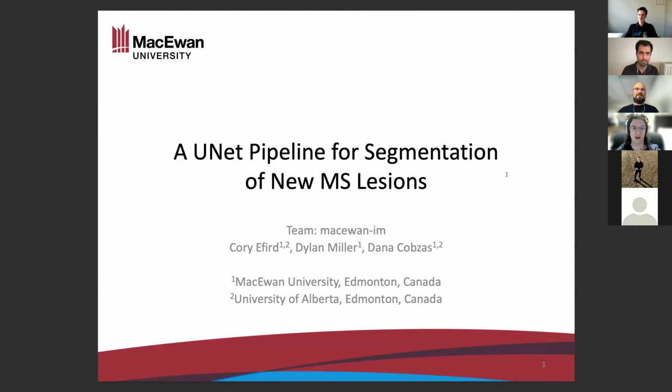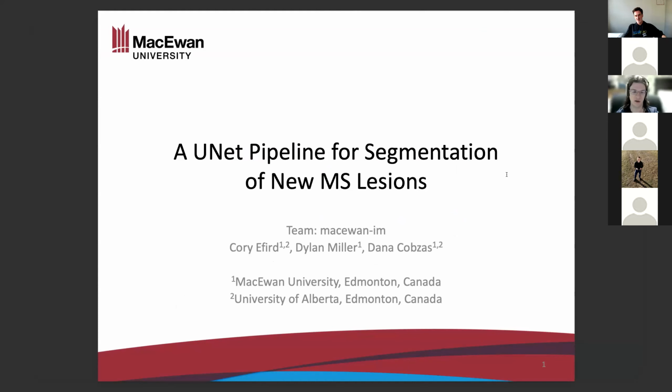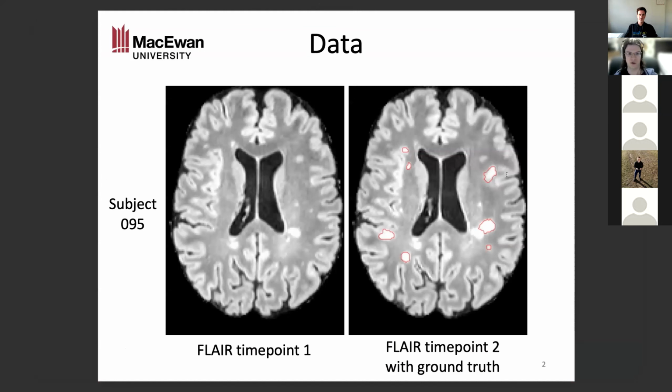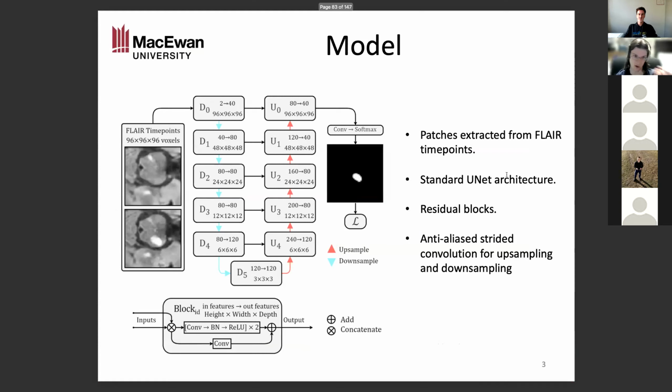So my name is Corey, and I'm presenting our UNet pipeline for segmentation of new MS lesions. Early on, we looked at the data and saw that it's quite well co-registered, and the new lesions show up fairly well. So this motivated a fairly simple approach. We concatenate the 2 time points, and then we use a UNet. Our patch size is 96 cubed, and we use a fairly standard UNet architecture.